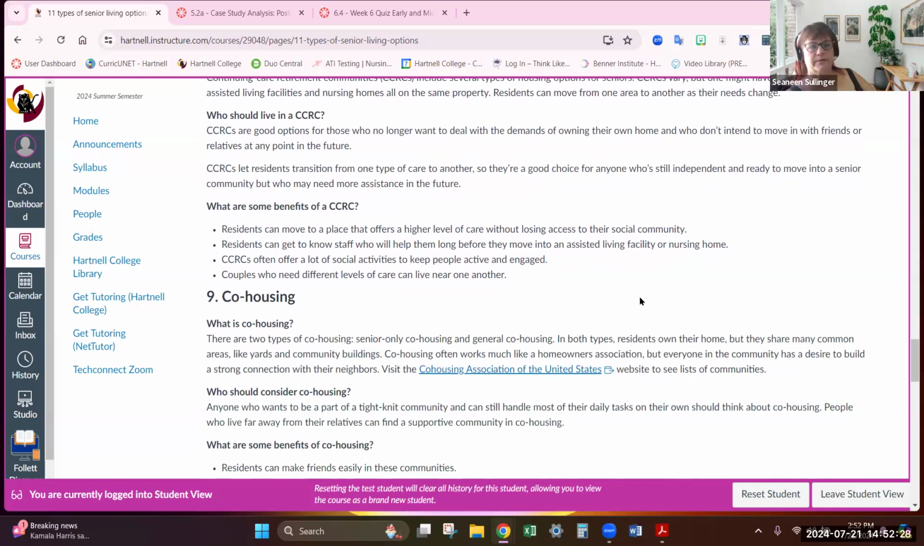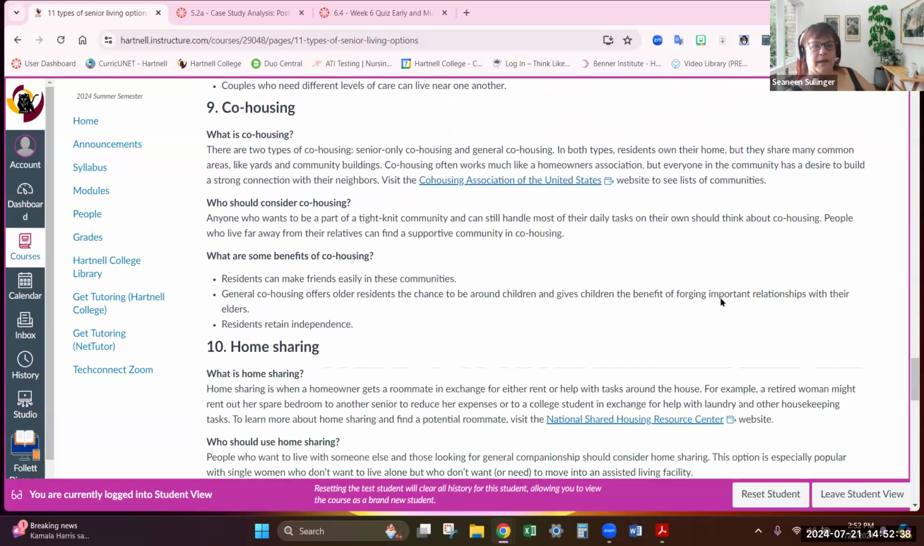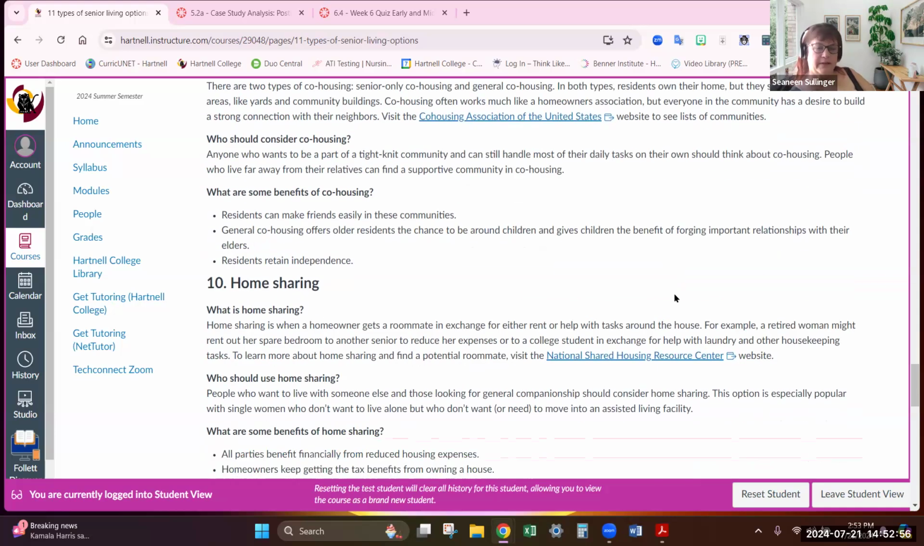Co-housing has two types, general and senior only. I've not really had much experience with this, but that's an option. And then home sharing. For example, a retired woman might rent out her spare bedroom to another senior to reduce expenses. That's also kind of what I think of as co-housing, but home sharing is more from the perspective of the person living there.